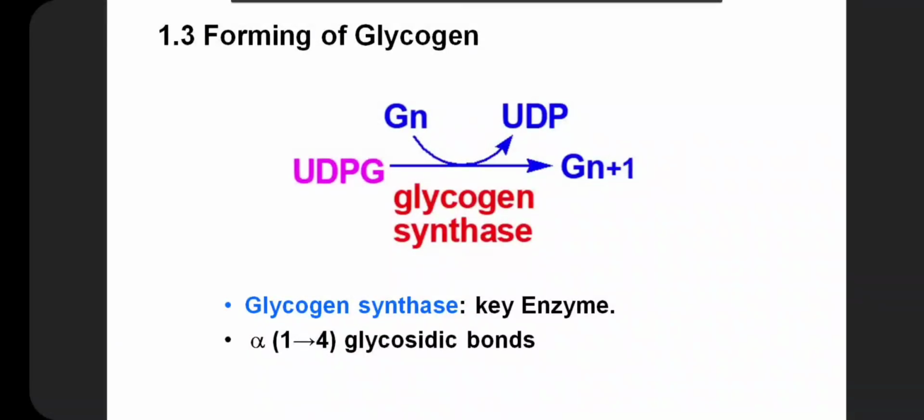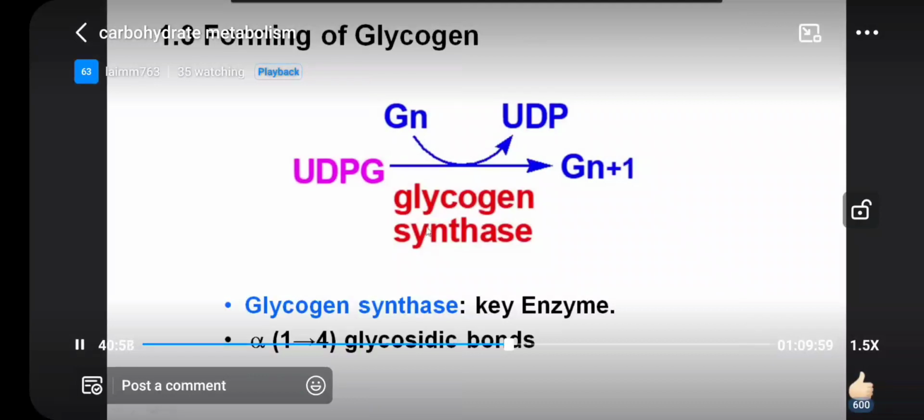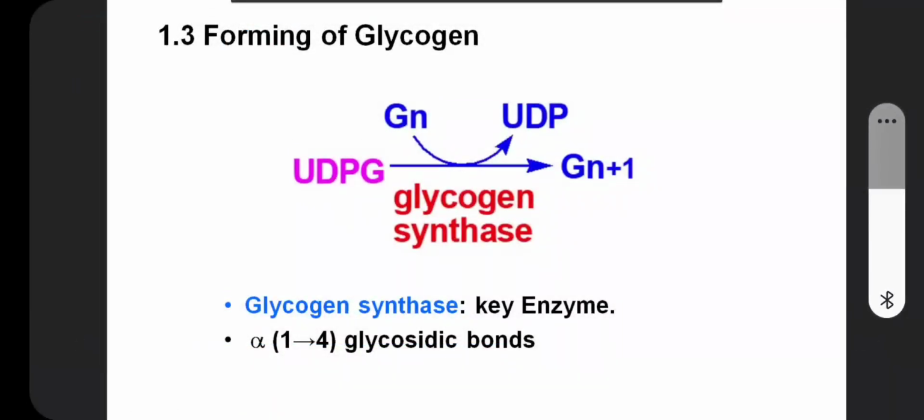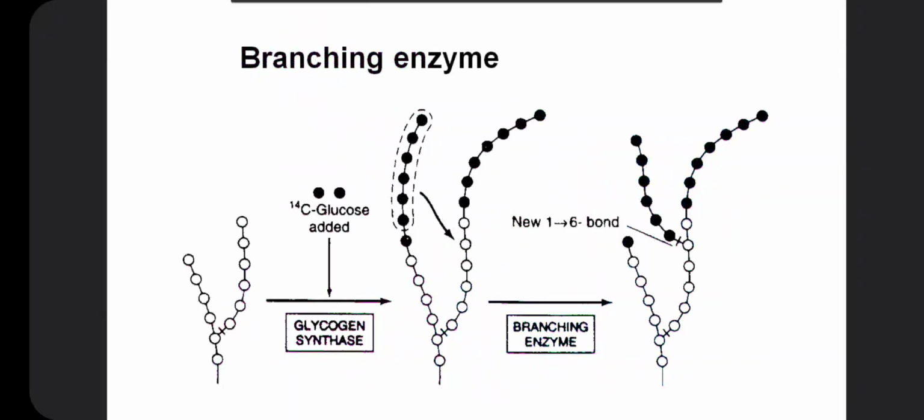So the problem is that if more and more glucosyl groups were added to these primer molecules, the result would be very long polysaccharide chains. But as you know, the glycogen has a branched structure, right? So instead of consisting of long chains of glucosyl units, glycogen is a highly branched molecule. So how is the branched structure formed? Okay, this structure is achieved by another enzyme we call the branching enzyme.